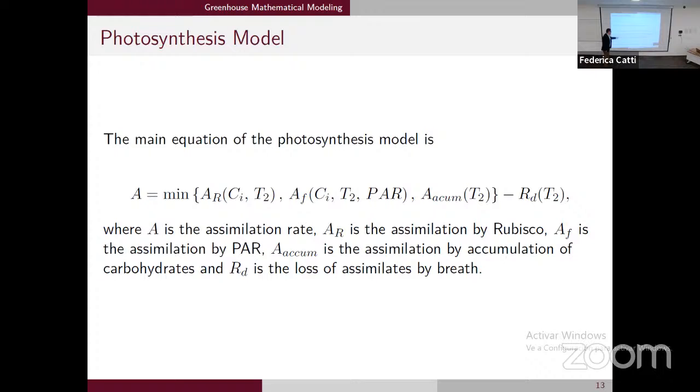AF is the assimilation by far radiation. Aacun is the assimilation by accumulation of carbohydrates. And RD is the loss of assimilate by breath. So we must calculate the amount of assimilate that we can produce given the available Rubisco, the available power radiation, and the available space. And we are limited to the minimum of these amounts. Also, we must subtract the assimilate necessary for the maintenance of the plant. That is the general idea of this equation.